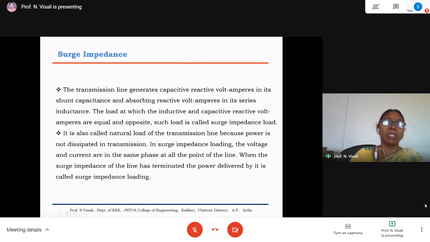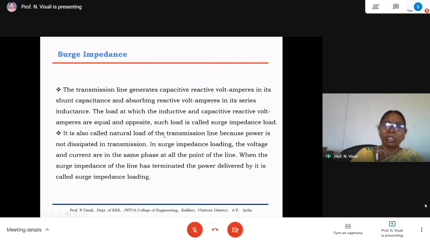Surge impedance. Then what is the surge impedance? The transmission line generates capacitive reactive volt amperes in its shunt capacitance and absorbs reactive volt amperes in its series inductance. The load at which the inductive and capacitive reactive volt amperes are equal and opposite, such a load is called the surge impedance load. Generally, the transmission line generates the capacitive reactive volt amperes and absorbs the inductive reactive volt amperes. So whenever these inductive and capacitive reactive volt amperes are equal and opposite, that type of load is called the surge impedance load.